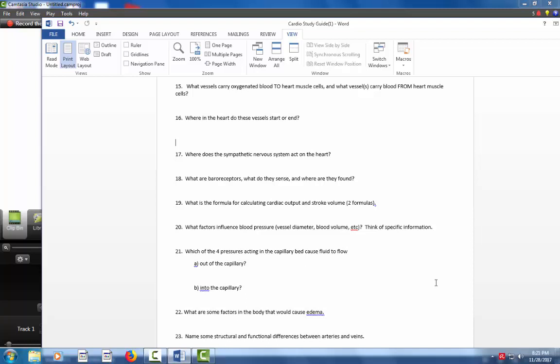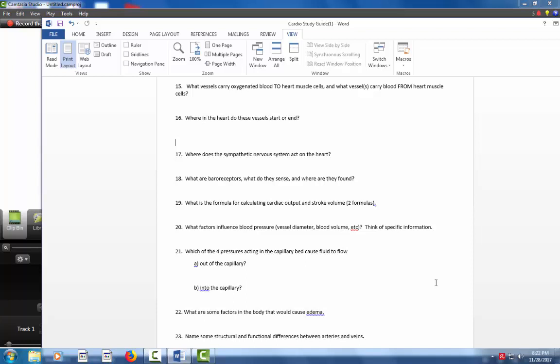And then carrying blood from the heart muscle cells back to the heart: coronary veins, or cardiac veins. And specifically, what's that large collecting vessel? The coronary sinus. And the coronary sinus delivers blood from the cardiac veins to what part of the heart? Correct, the right atrium. So the coronary sinus carries deoxygenated blood from the heart muscle cells to the right atrium. That's where they end. So coronary sinus is number 15, the from part, and the end part is right atrium. The two should be left and right coronary arteries, and where they start is at the base of the aorta.